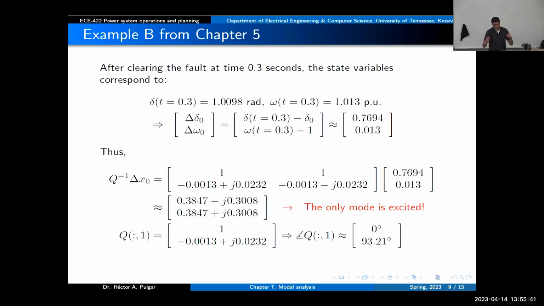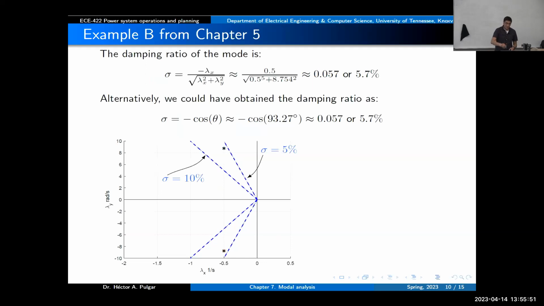But in the case of the two-machine infinite bus system, mode shape will provide very useful information about the oscillation mode. In this case, that's the eigenvalue. You have a pair of complex eigenvalues. So you have one here in the second quadrant, and as a mirror with respect to the horizontal axis, you have the second eigenvalue. And because these are the same, we're going to just look at the second quadrant after this example.